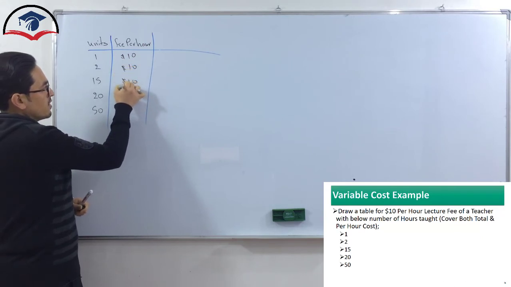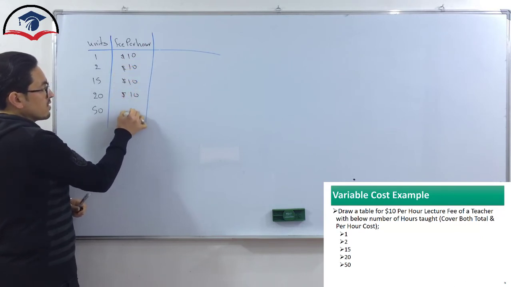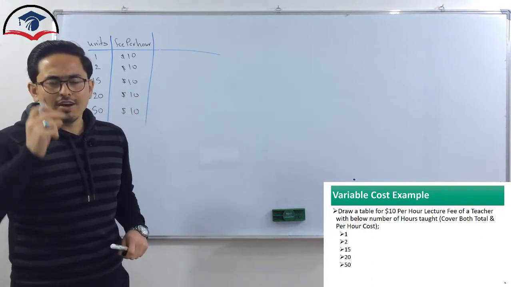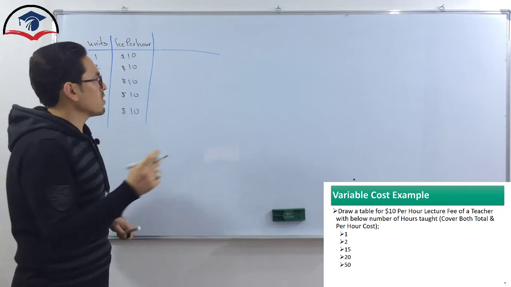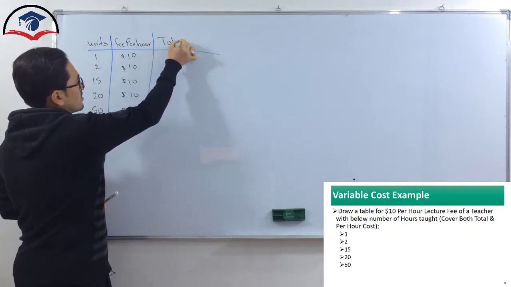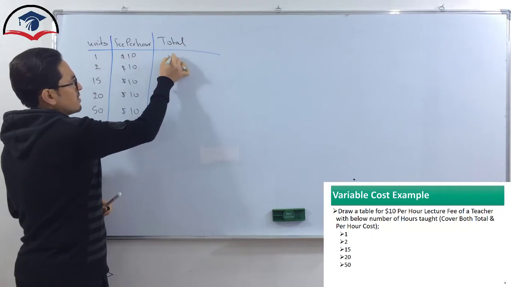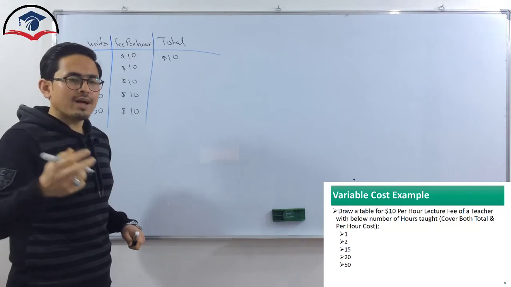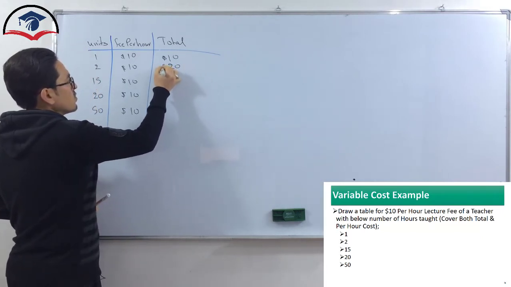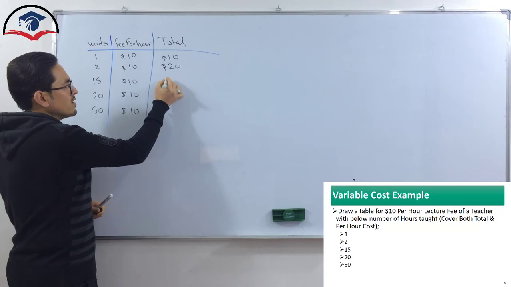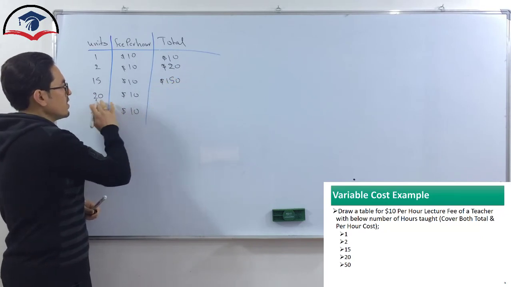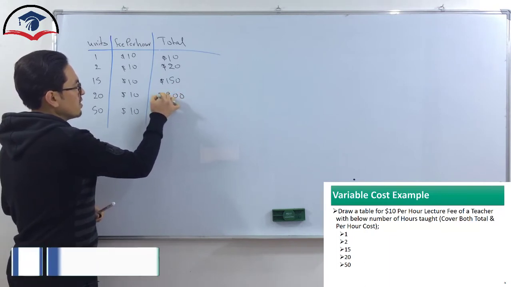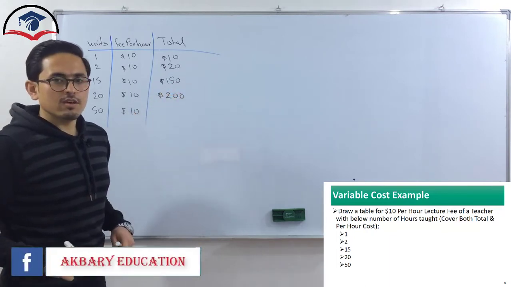$10. Still $10. $10 for 1 hour. But if I teach 1 hour, what is my total cost? The total is 1 multiplied by 10, $10. What about 2 hours? 2 multiplied by 10, $20. 15 multiplied by 10, $150. 20 multiplied by 10, $200. And 10 multiplied by 50, $500.